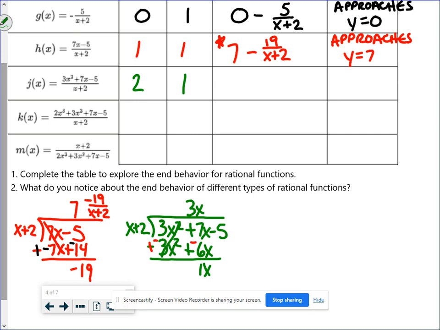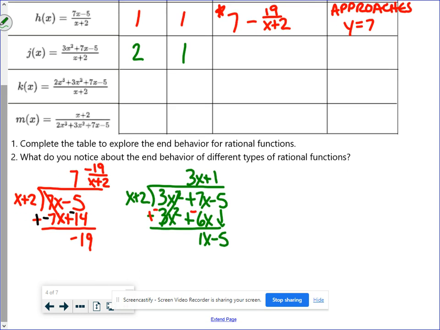So then when I ask, what do I have to multiply x times to get 1x? Well, that's just 1. So I'm going to bring down this. I forgot to bring down the 5 right away. I'm sorry. 1 times x plus 2 is just going to be 1x plus 2. So I'll subtract. Add the opposite. And my x's go away, and I'll have a negative 7 left over. So I will have negative 7 over x plus 2 as that remainder.